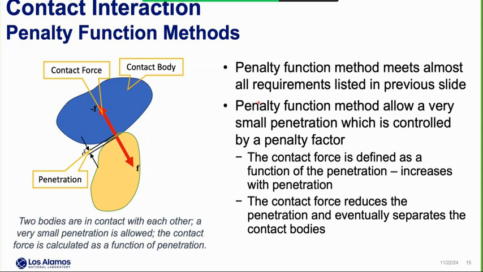The idea of penalty function method is very simple, as demonstrated in this picture. With this method, we allow very small penetration, and this penetration is controllable by the penalty factor. That's to say, if we want to reduce the penetration, we can just increase the penalty factor. And the contact force is defined as a function of the penetration, and that contact force reduces the penetration and eventually separates the contact bodies. And basically, that's how it works.